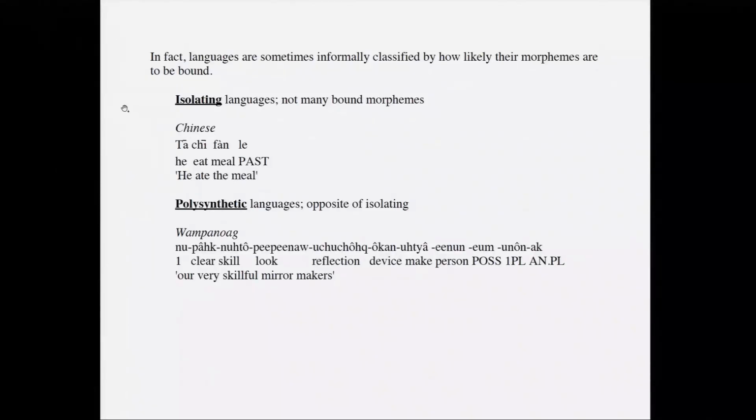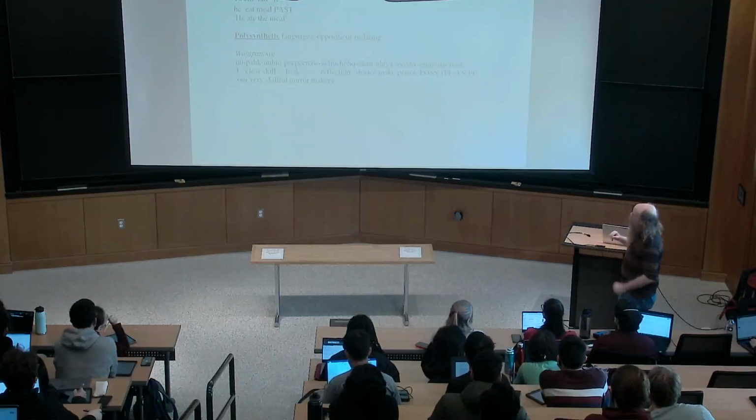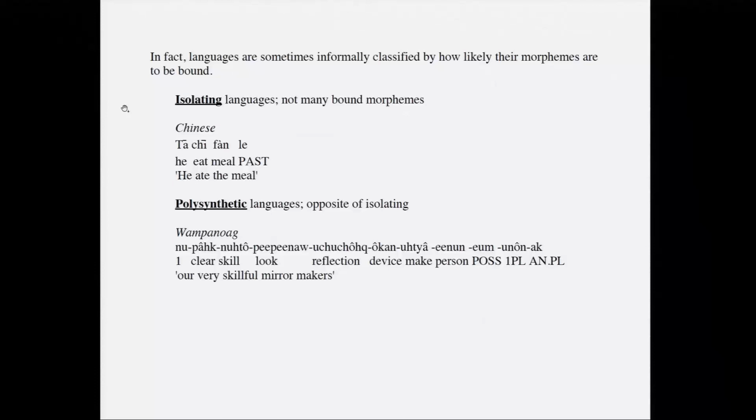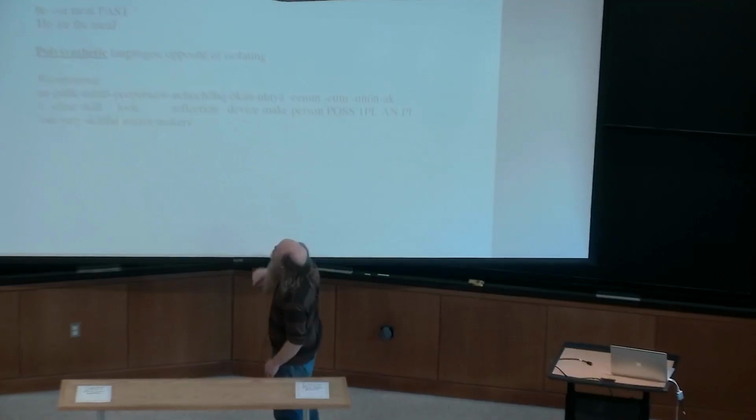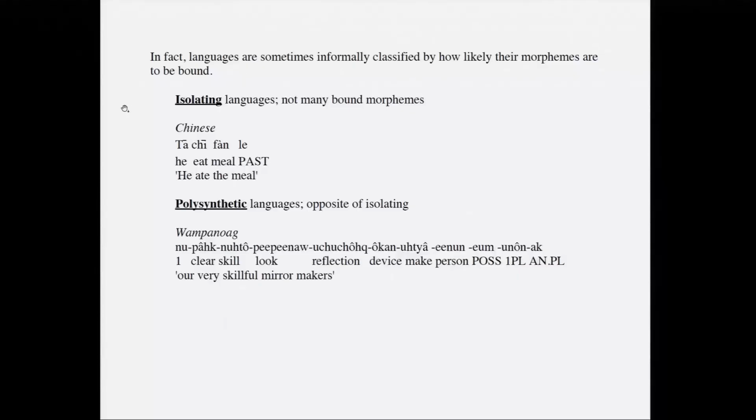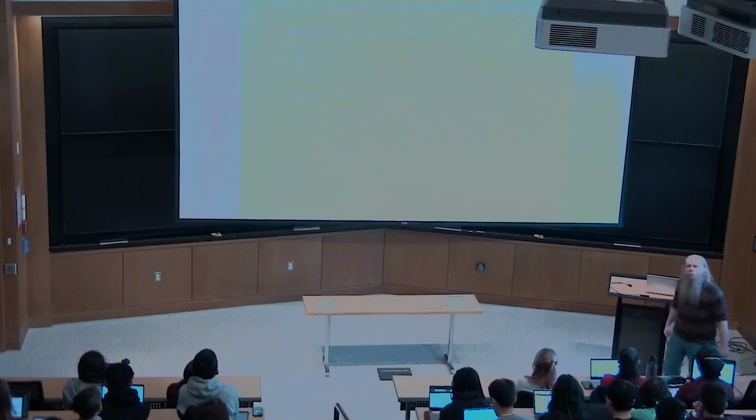So mirror itself is a morphologically complex word. In Wampanoag, it means device for looking at your reflection. So look, reflection, device, is the word by itself for mirror. So he sort of gave himself a head start by putting that in the middle of the word.